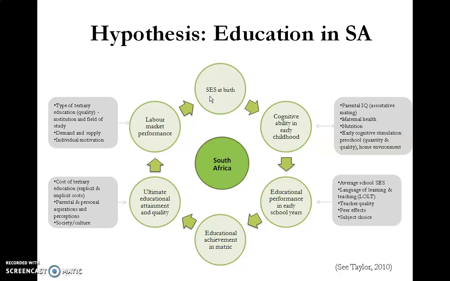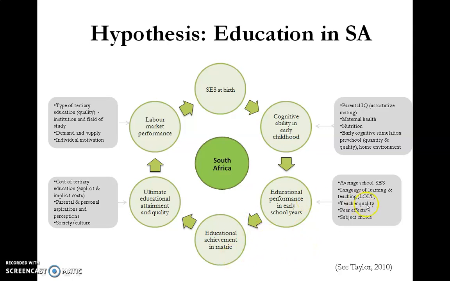Taylor proposes that the socio-economic status that you are born into will also have an impact on your cognitive ability in early childhood through parental IQ, maternal health, nutrition, and early cognitive stimulation. Dependent on the investments made at this point, it will impact a child's educational performance in early school years.